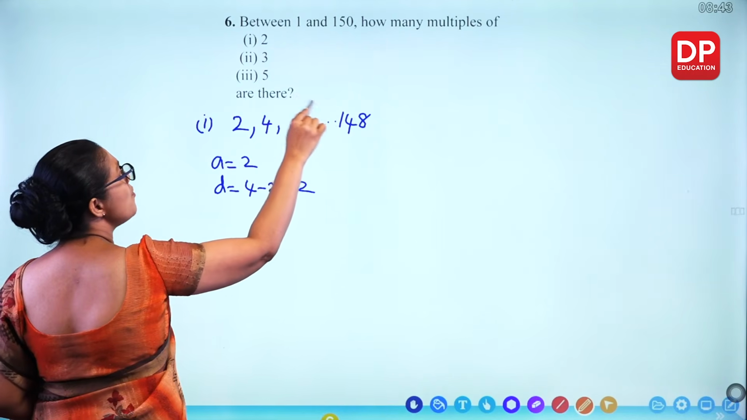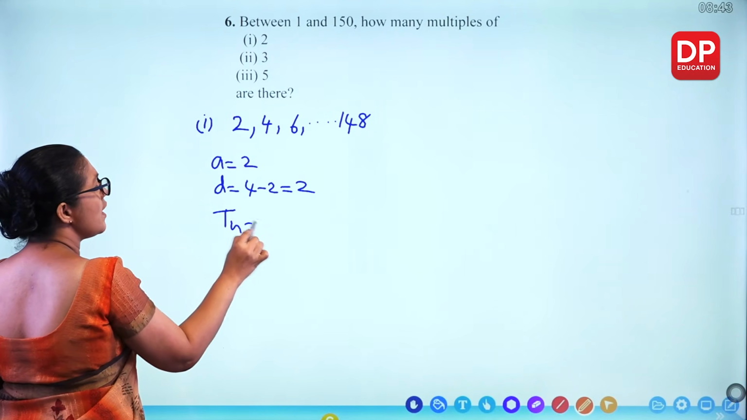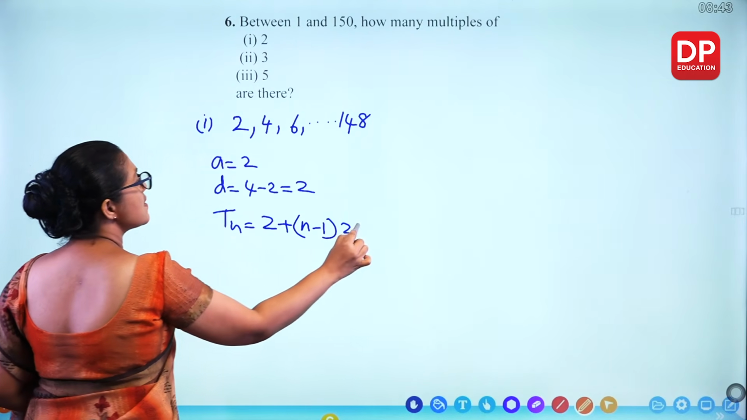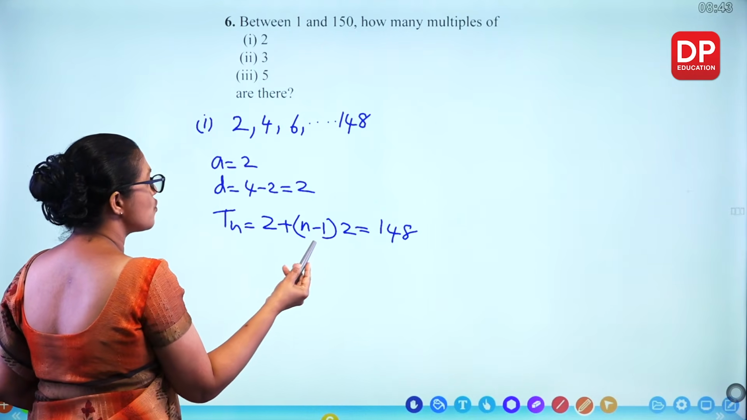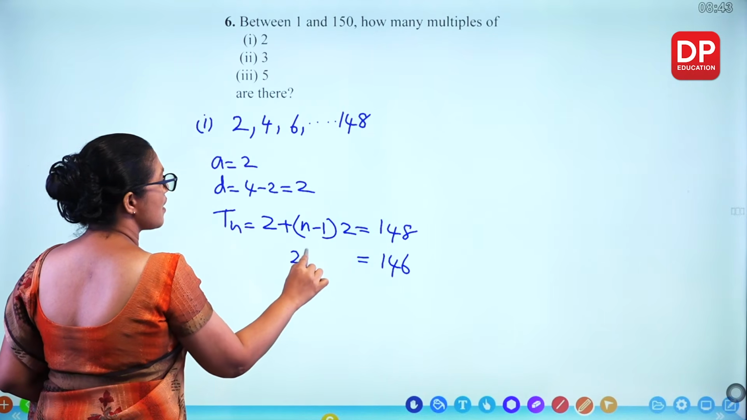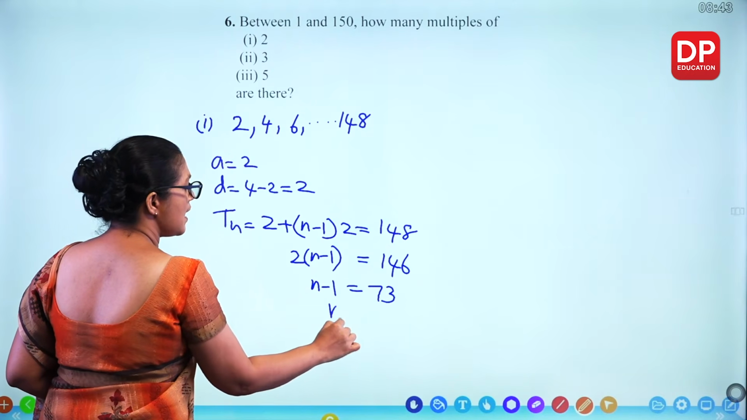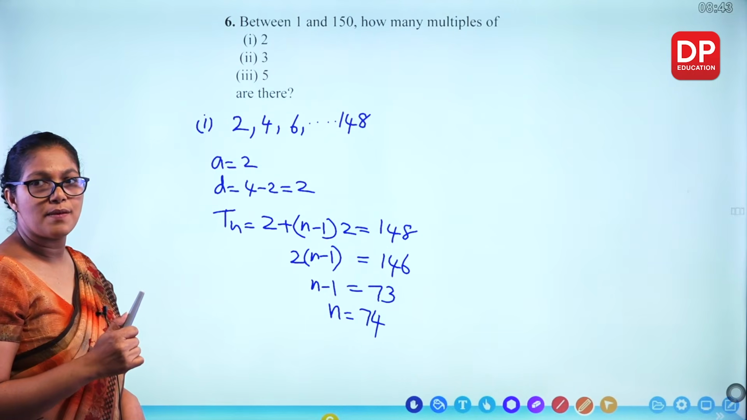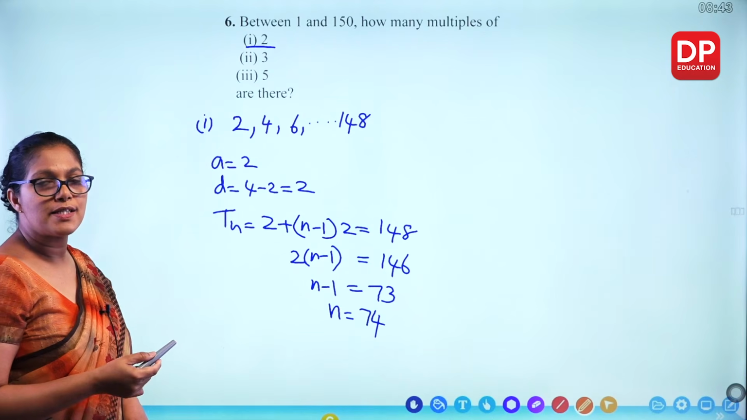But we need to find out which term is 148. So we'll plug it into the nth term formula. A plus (n minus 1)d is equal to 148. So first we'll take 2 to the other side, you get 146. Divide by 2, you get 73, n equals 74. So there are 74 terms in this part. So that means for multiples of 2.